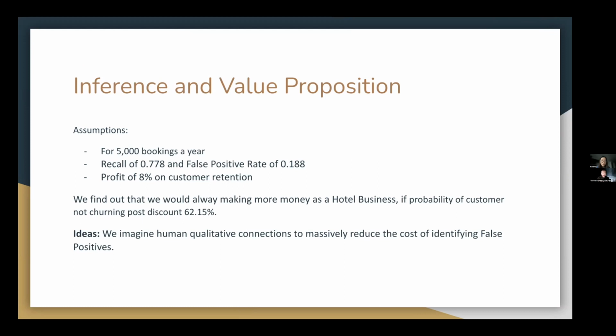But the idea that we have, and something that we have seen in the industry as well, is that the false positive rate, as in misidentifying people as going to churn, can be squished down considerably if we involve human qualitative interaction between the person on the hotel side and the people who are going to cancel, to see, okay, are you going to cancel or not? That helps bring down the false positives and essentially creates a great campaign for the hotels.